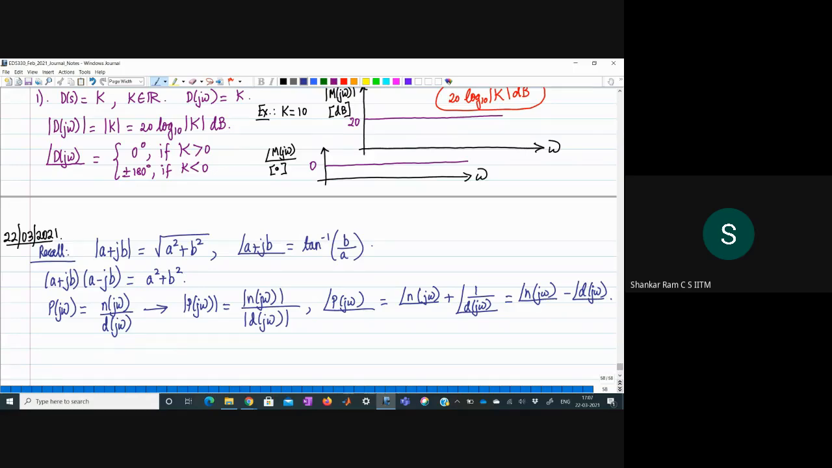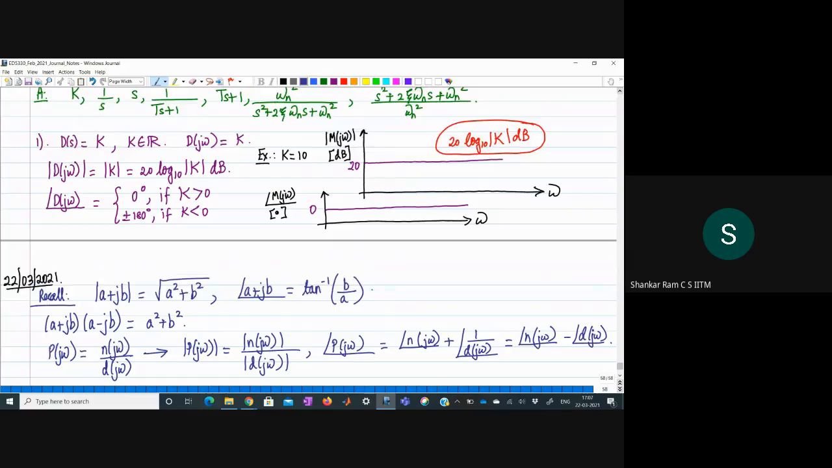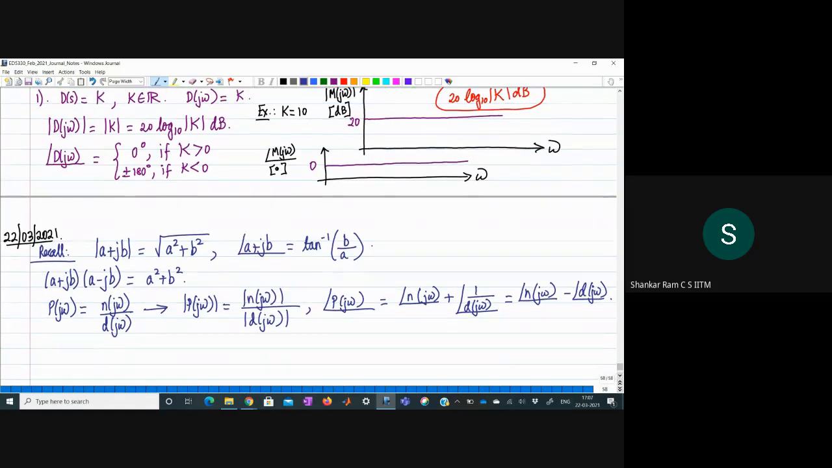In the previous class, we had looked at the Bode plot of the factor k. That was pretty straightforward. Since k is a real number, its magnitude in decibels is going to be 20 log of the absolute value of k decibels, and its phase is going to be either 0 degrees or 180 degrees, depending on whether it is a positive or negative number. That's pretty straightforward. So now let's go to the other factors.